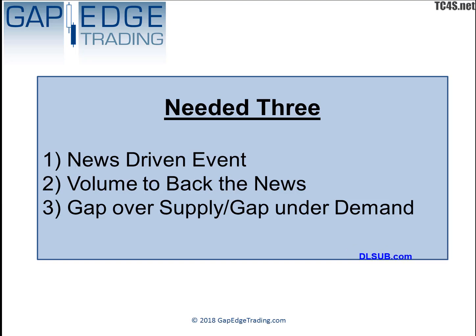Number 2, volume to back the news. If there's news and there's no volume, there's no trade. If there's news and there's volume, breakout volume, above average volume, this gives you a huge edge. And number 3, we talked about the gap over supply or under demand. This gives you a huge edge. These are the 3 things needed: news, volume, and supply and demand with the gap. Okay?